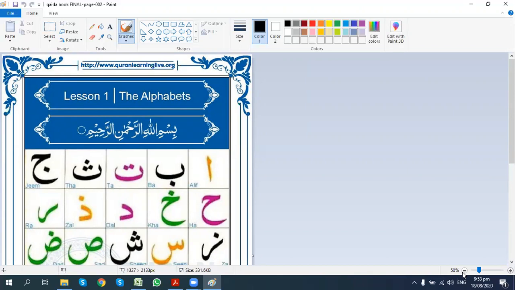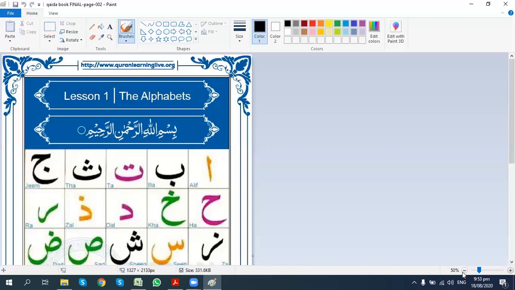Aleph is like a stick, and Ba has one dot under it. Okay, so first of all, you missed one thing. I told you whenever we start the first lesson, or every lesson, first of all we give some overview, brief information about that lesson. Because we are on lesson number one, we have to give some information about the Qaida, the Quran, the Arabic language and these letters, alphabets, and then we start, right?